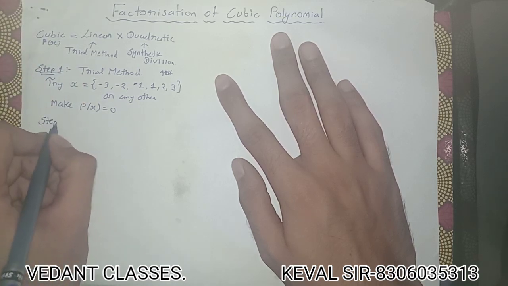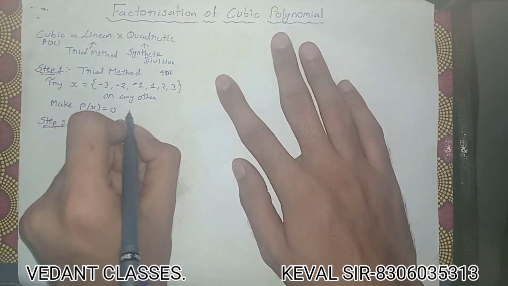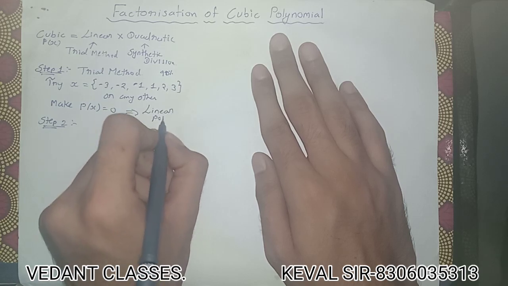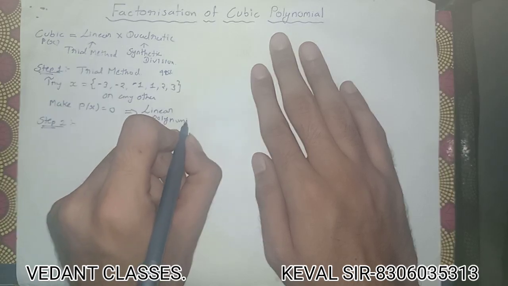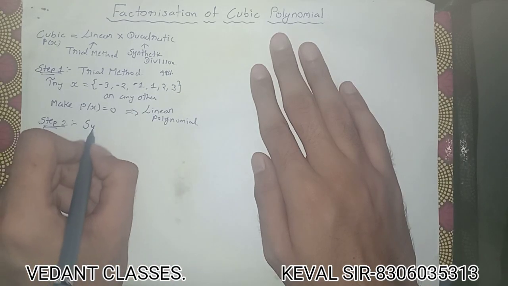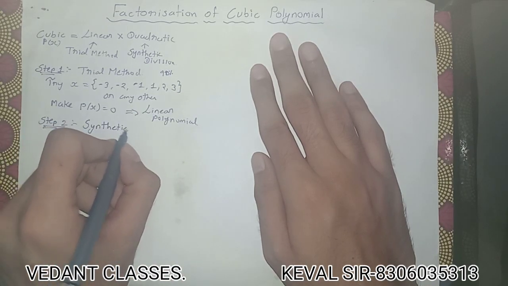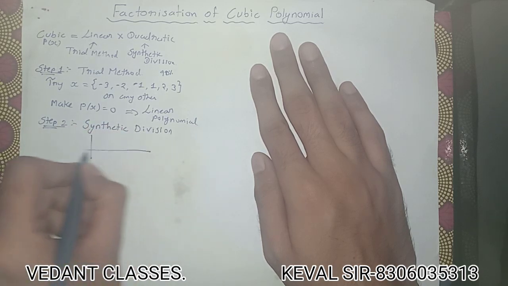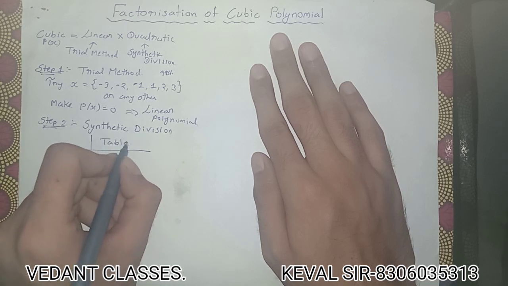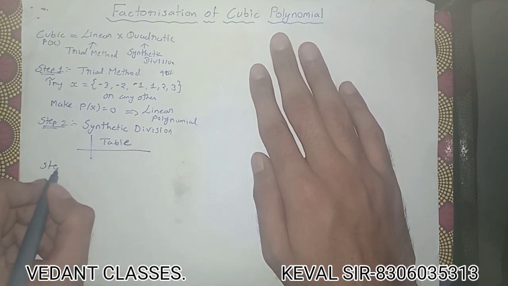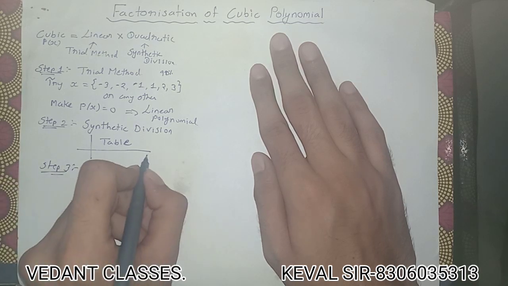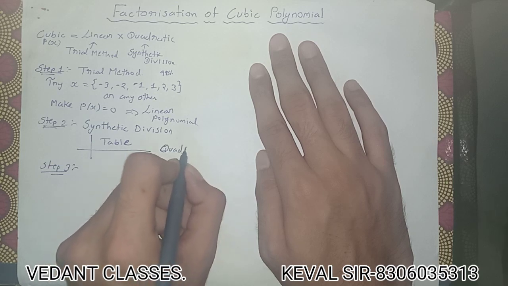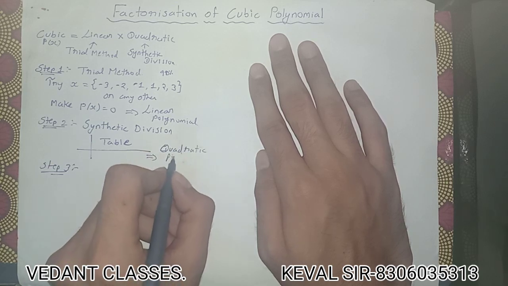Then in step 2, by this you will get a linear polynomial. In step 2 you just need to do the synthetic division. You need to make one table like this. And in step 3, by this you will get a quadratic polynomial.